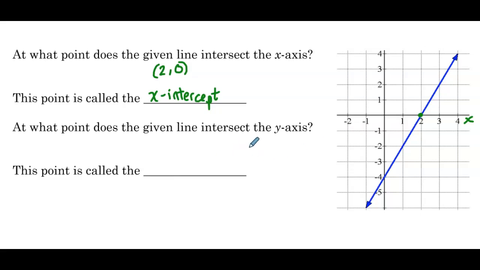And then at what point does the given line intersect the y-axis? Our y-axis is the vertical axis. So the blue line intersects here at the point 0, -4, and that's our y-intercept. Okay, so the x and the y-intercepts are the points where a line crosses the x and the y-axis respectively. And that's typically enough because we need 2 points to graph a line. Other thing, notice they're points, so we need to make sure we write them with an x and a y coordinate.